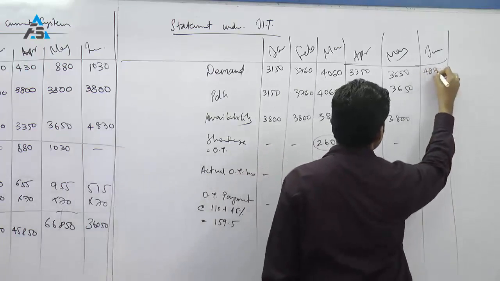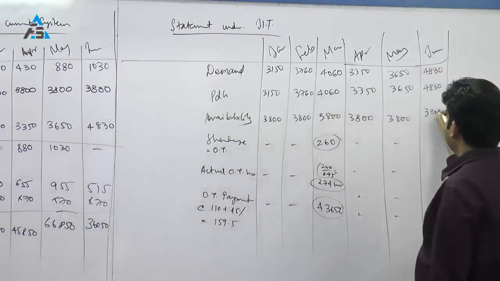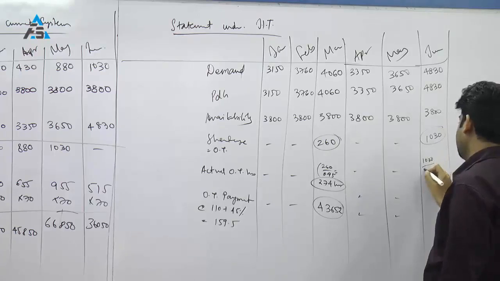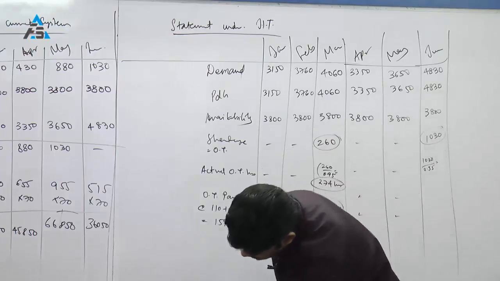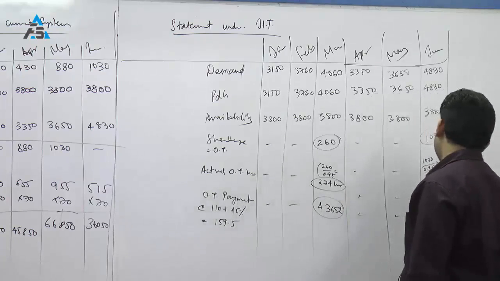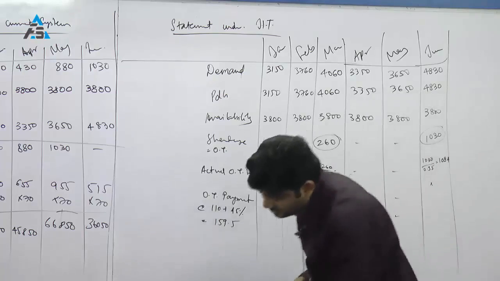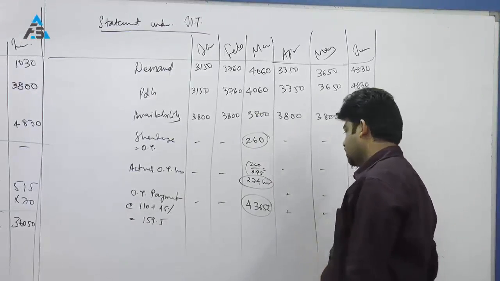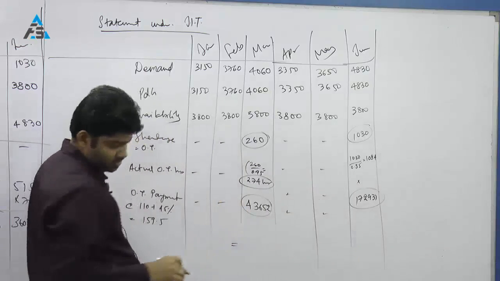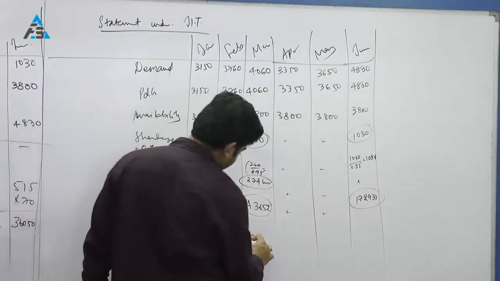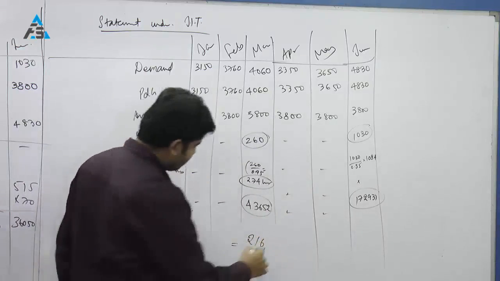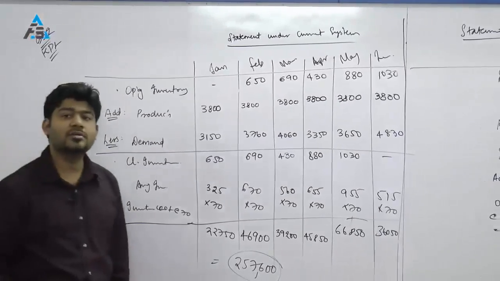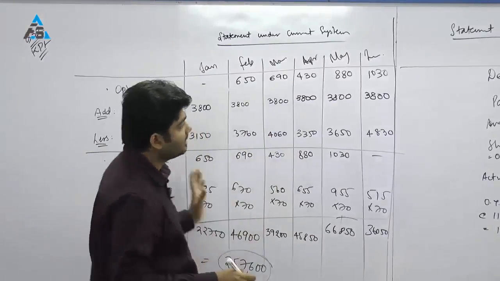4830. So 4830 is needed. I have only 3800, so the extra 1030 will be a shortage. So 1030 divided by 0.95 is what I will have to order. So I order approximately 1084 hours, multiplied by 159.5. We will get 172931, and 172931 is the total cost that will be incurred. When I total that up, that works out to 216,583, and very much evident that it results in approximately 40,000 reduction of cost just by shifting to JIT.